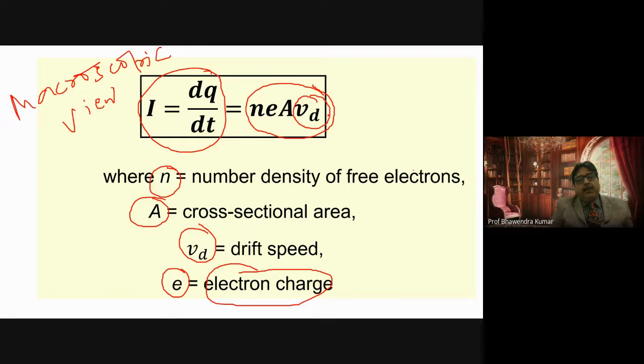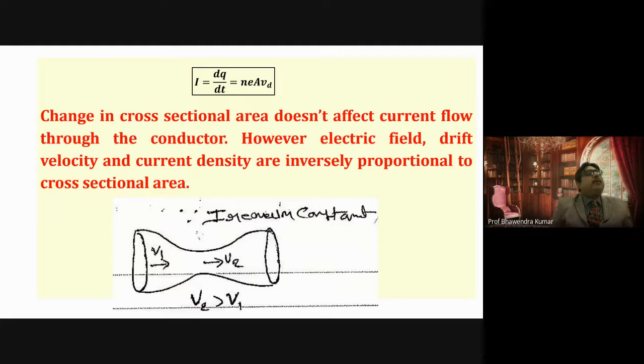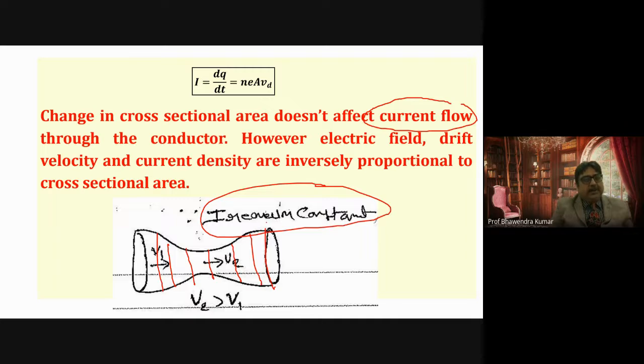Now, when we talk about a conductor of non-uniform cross-section, you can write it. Change in the cross-sectional area does not affect the current flow, because even if I consider the different sections of the conductor to have different resistances, those sections will still remain in series. So the value of current will remain constant. But the electric field will change, drift velocity will change, current density will change. All these quantities are inversely proportional to the cross-sectional area. Hence, these quantities will change. So this type of MCQ will be there where you have to answer it.